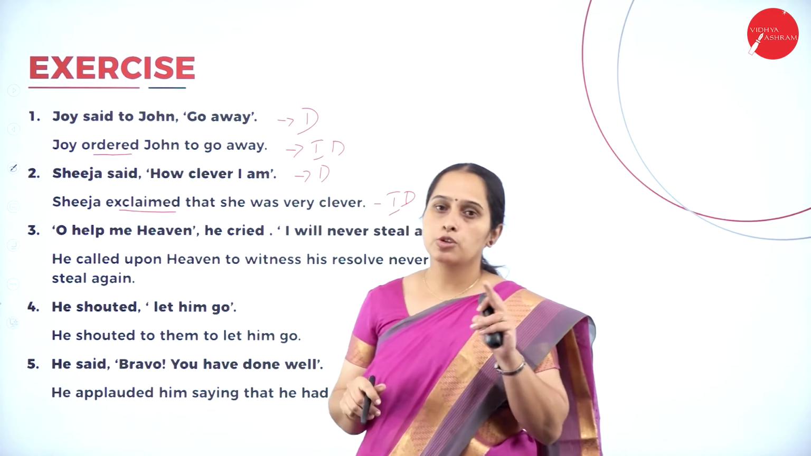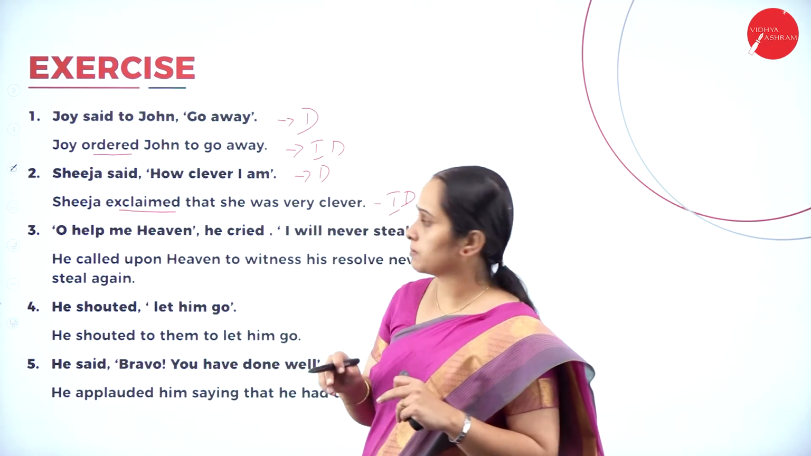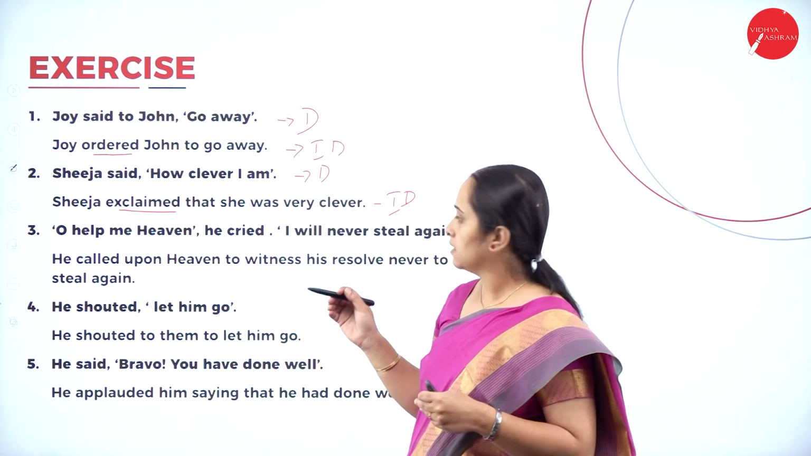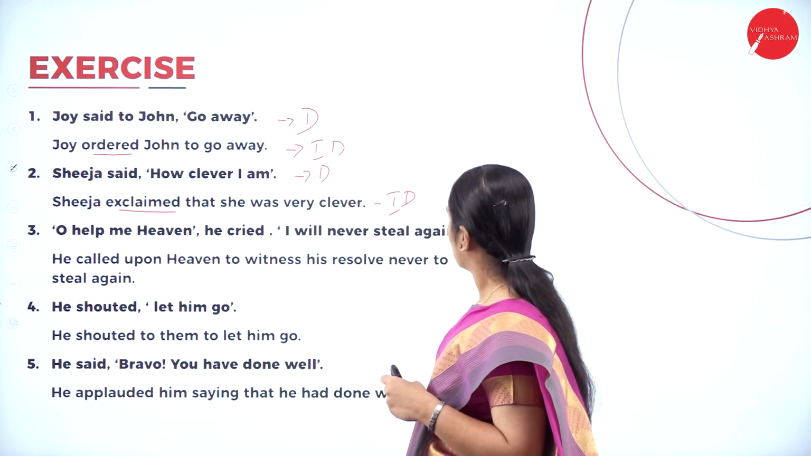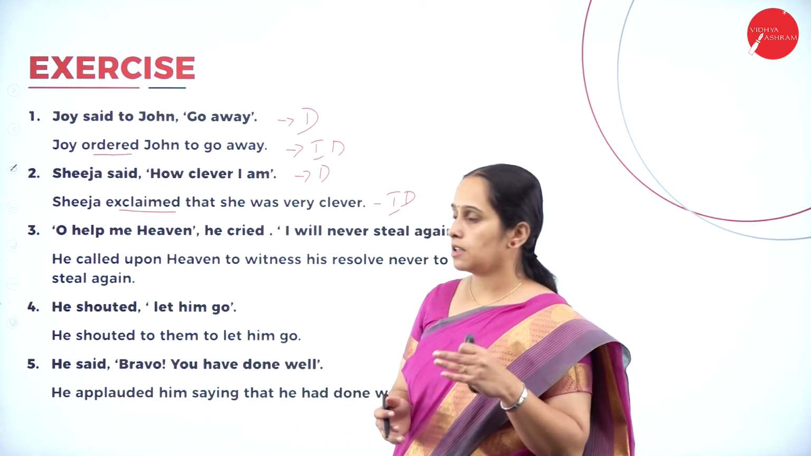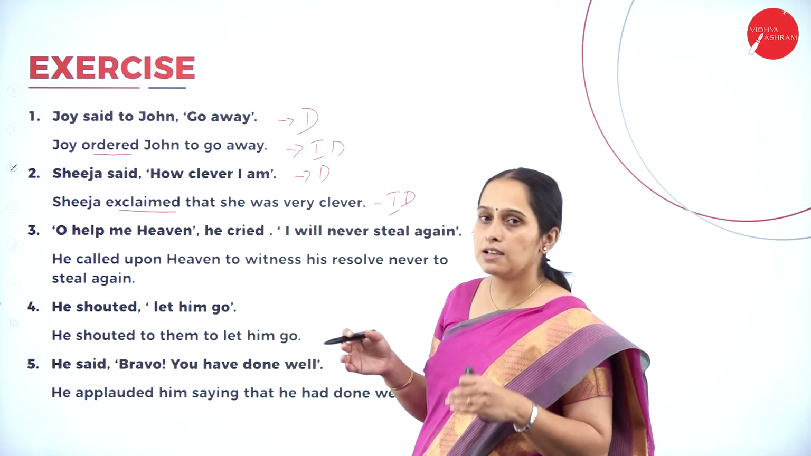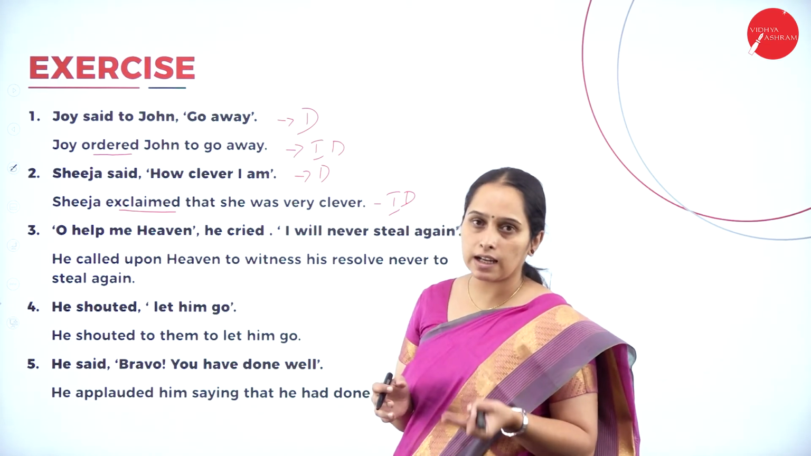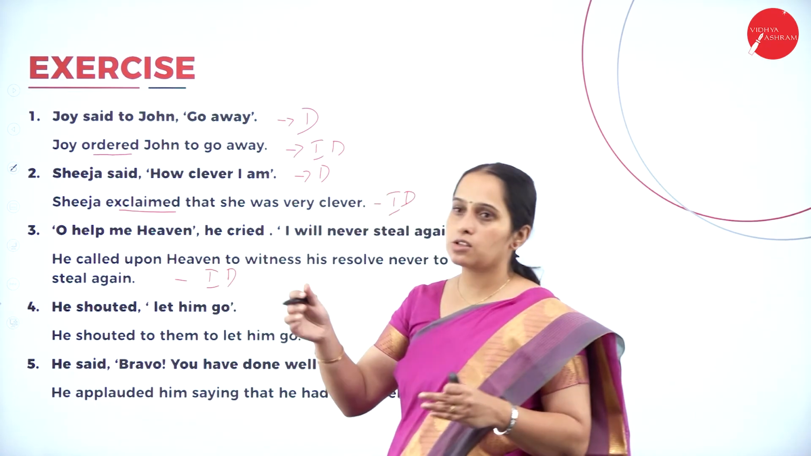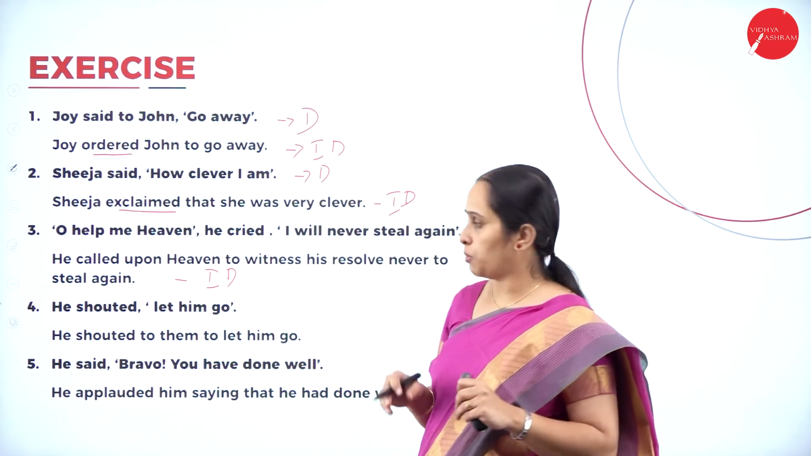So always you should remember that direct speech should be in inverted commas. Next one. "Oh, help me heaven," he cried. "I will never steal again." So this is direct speech. When we change into indirect speech, it's like this: He called upon heaven to witness his resolve never to steal again. So this is indirect speech. Always remember that when you change direct speech into indirect speech, you have to remove the inverted commas.